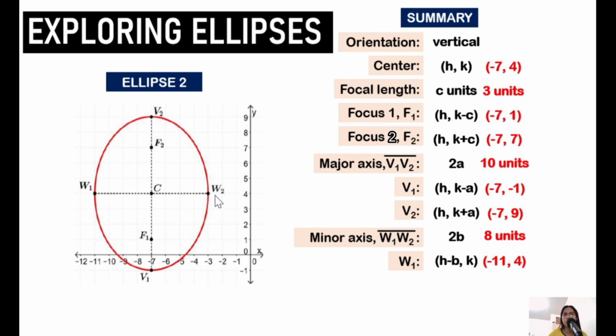Okay, W2 is plus. H plus B, K. So, what is H? Negative 7, right? Plus B, and B is 4, right? Our B is 8 divided by 2, 4. So, negative 7 plus 4, that's negative 3. So, negative 3, 4 is our W2. Let's look here. Alright, so negative 3. That's negative 1, negative 2, negative 3. Then 1, 2, 3, 4. So, it is at negative 3, 4. Okay, I hope you got it.